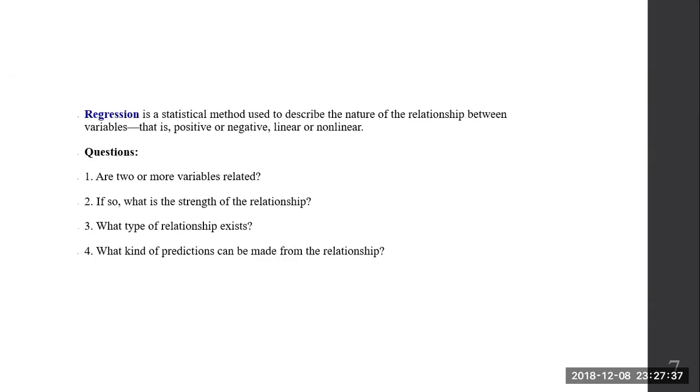Regression is a statistical method used to describe the nature of the relationship between variables, that is, whether it is positive or negative, linear or nonlinear. These are the questions that can be answered using regression. Are two or more variables related? If so, what is the strength of the relationship? What type of relationship exists? What kind of predictions can be made from the relationship?